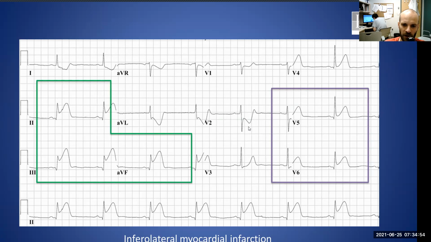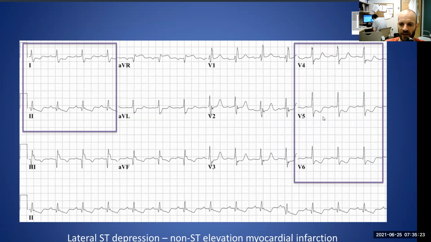We have this ST depression present in V2. In the territories that don't have the ST elevation, we often have what are called reciprocal changes, which means ST depression in leads that are opposite those which have the ST elevation. So it's an infralateral acute myocardial infarction. And here, this looks like it's in the early stages. We've got the ST elevation, but we haven't got development of Q waves yet, and we don't have any T wave inversion.